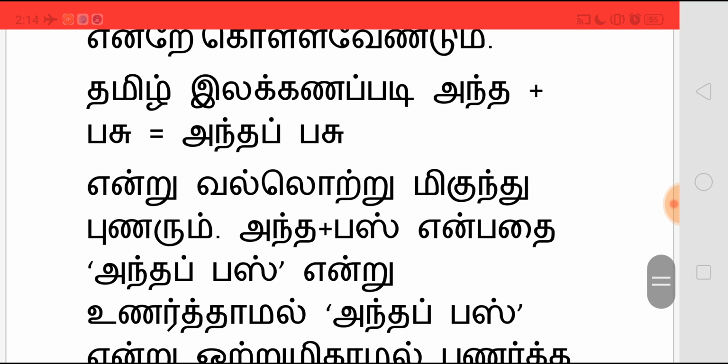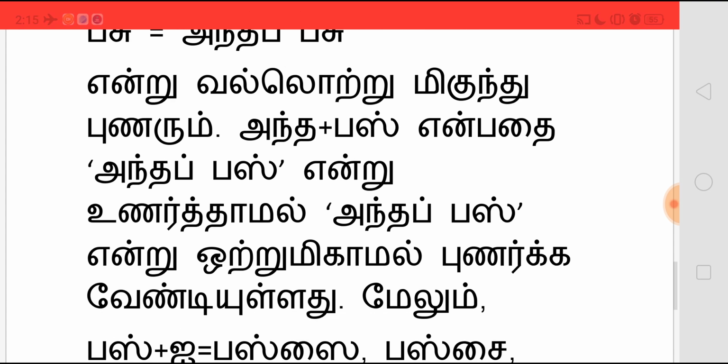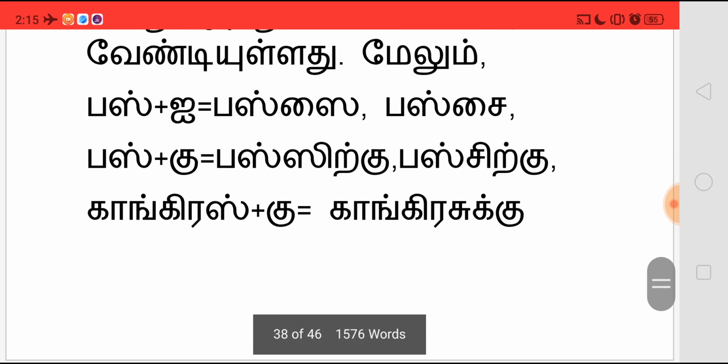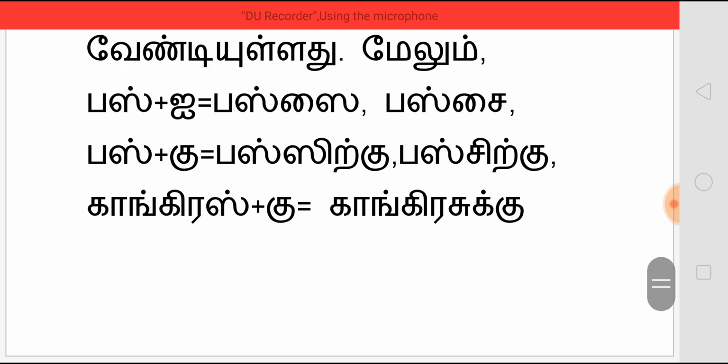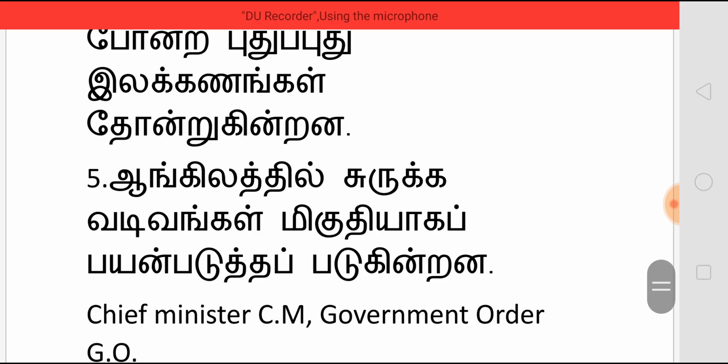And according to Tamil literature also, anda plus pasu is anda pasu. And here we find that valleduthu is migundu, it is punaring. At the same time, when we say anda kootal pasu, that is anda plus pasu, it is anda pasu. And we should only say anda pasu instead of changing it. And in the same way, we have to use bus plus ai as bussai, bus plus ku as busukku, congress plus ku as congressku. So new grammar also is changing nowadays.